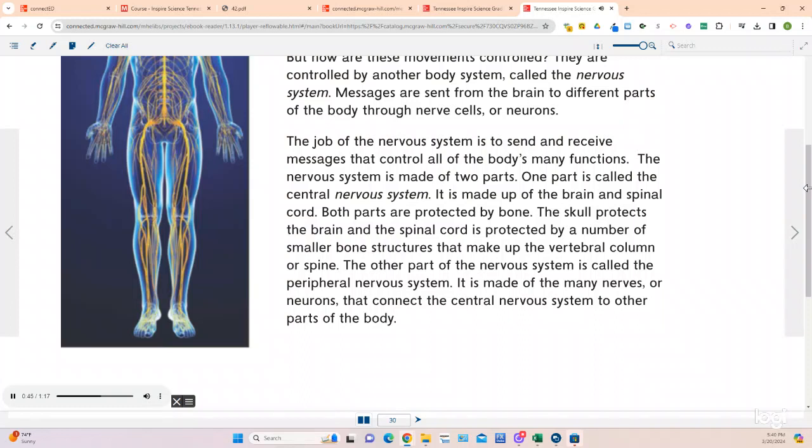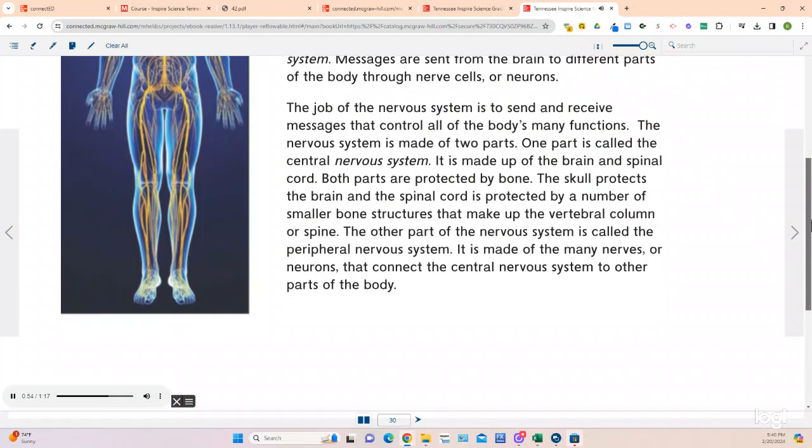The nervous system is made of two parts. One part is called the central nervous system. It is made up of the brain and spinal cord. Both parts are protected by bone. The skull protects the brain, and the spinal cord is protected by a number of smaller bone structures that make up the vertebral column or spine.